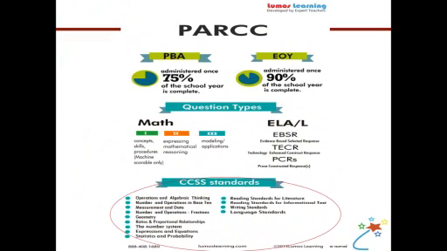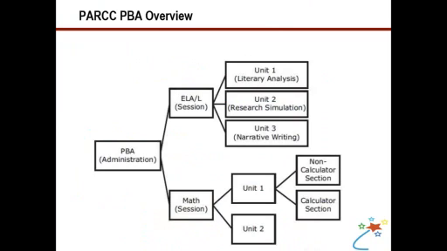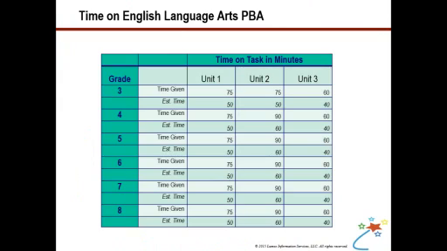Let's look a little closer at the first required component, the performance-based assessment. The PBA is broken into 2 sections and sessions, English language arts and math. The ELA session has 3 units, a literary analysis task, a research simulation task, and a narrative writing task. The math session is broken into 2 units with a portion of Unit 1 dedicated to time with a calculator and without a calculator. With all these new types of questions on a new technological format, how much time students have to complete the test is often the concern.